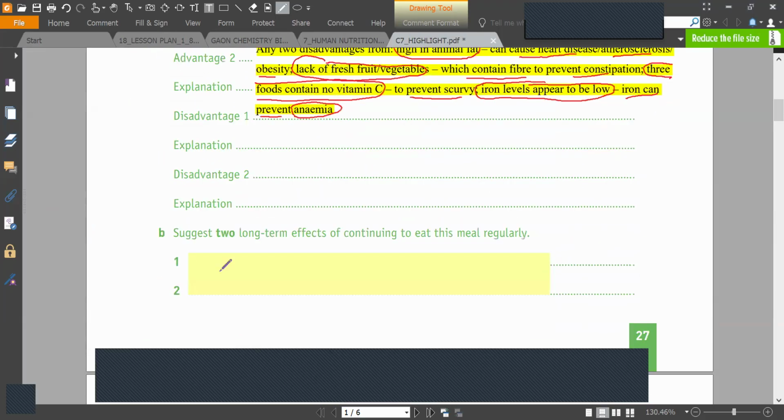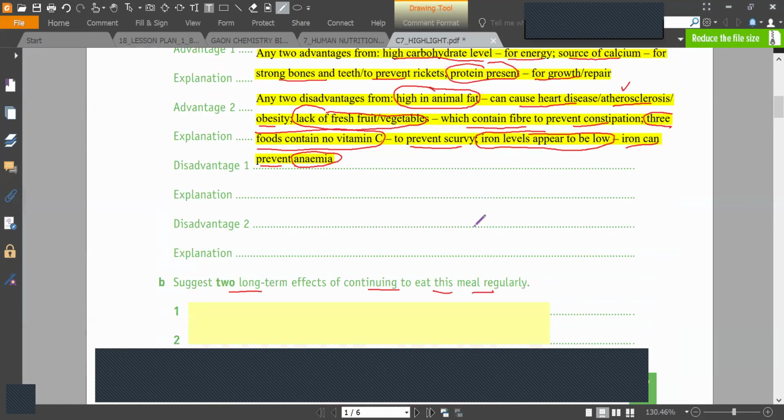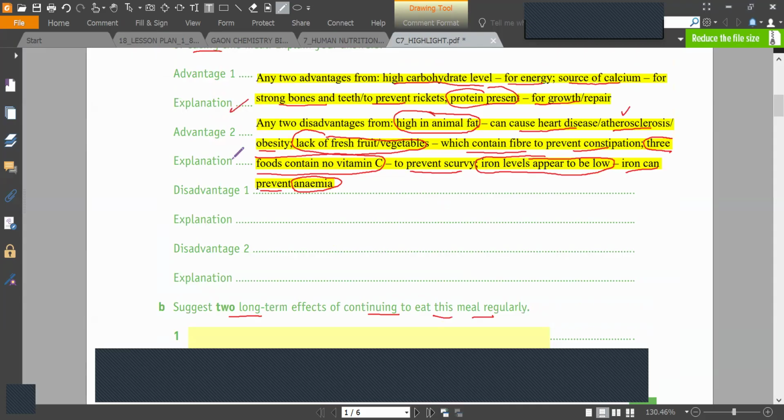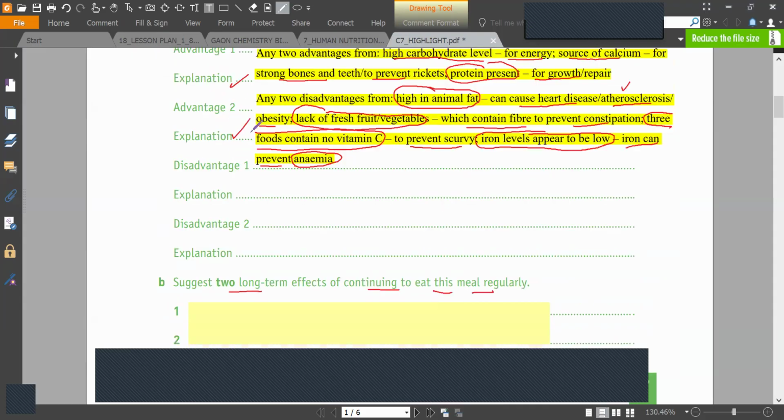Okay, next. Suggest two long-term effects of continuing to eat this meal regularly. So if we continue this meal with these advantages and disadvantages, what could be the long-term effects?